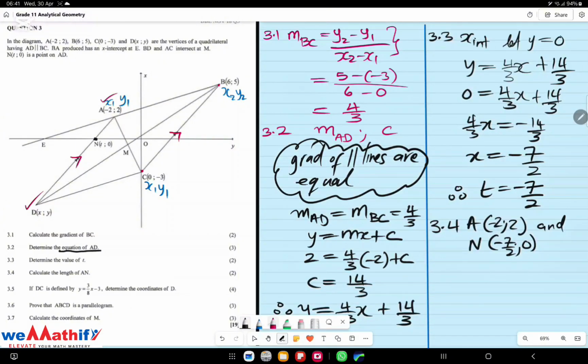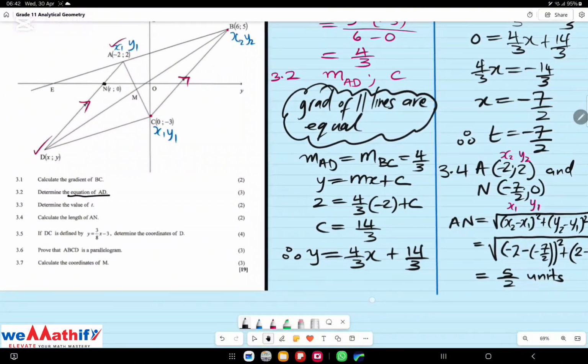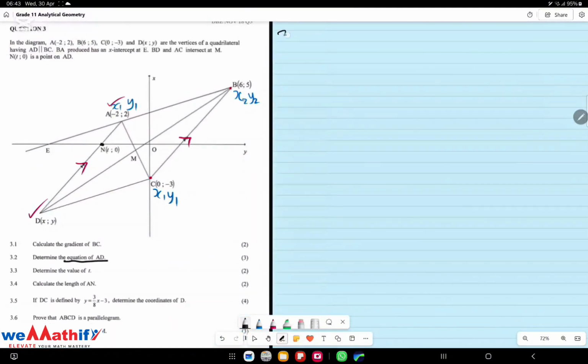Now let's label our points and write down the distance formula. Now let's substitute and calculate to get 5/2 units. That is the length of AN, or the distance between A and N. Question 3.5. If DC is defined by y equals 3/8x minus 3, determine the coordinates of D.